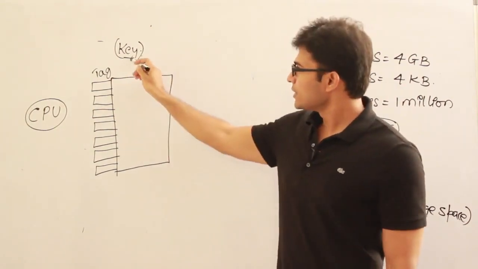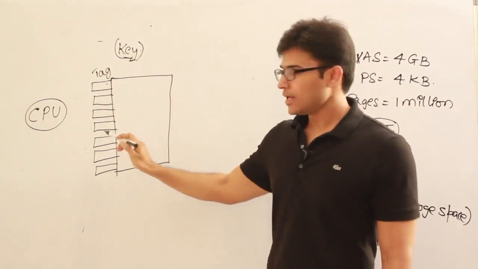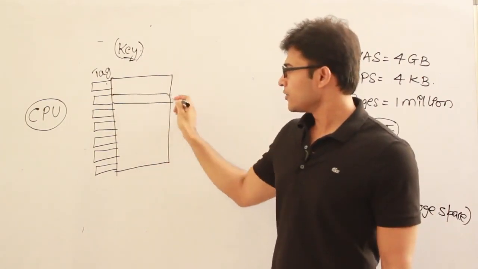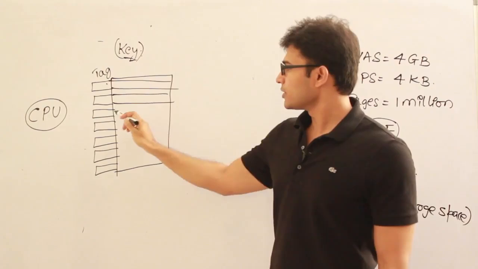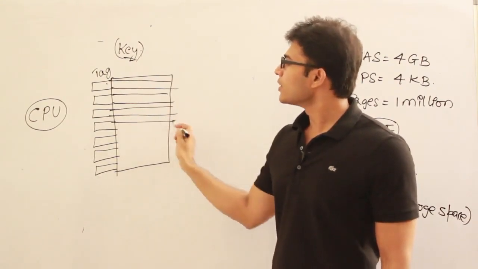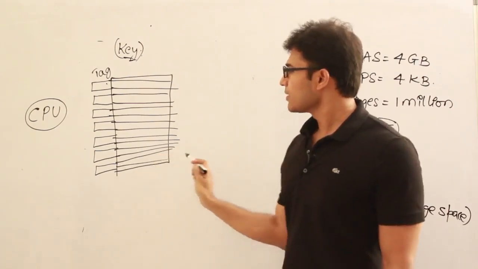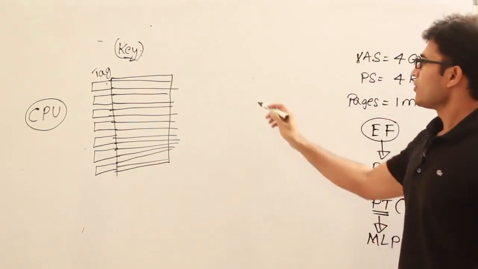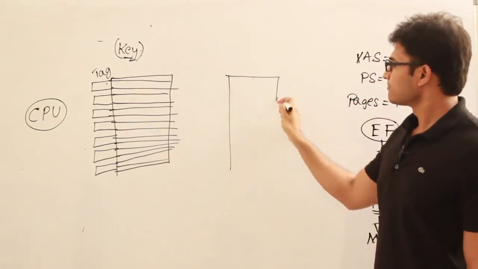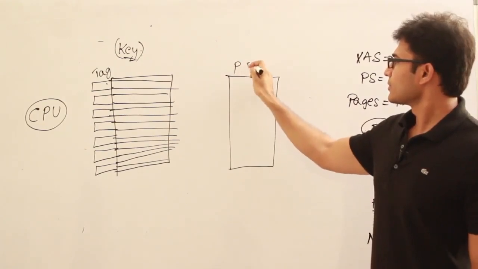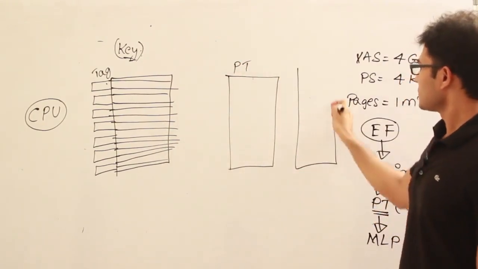And in case this key matches any of the tags, it will take out that entry and give it to you. It will take out that page number and give it to you. Okay, how does it work is this way. Let's watch it. Let us say this is the TLB. How does it work is, now there is the page table, and this is the process.